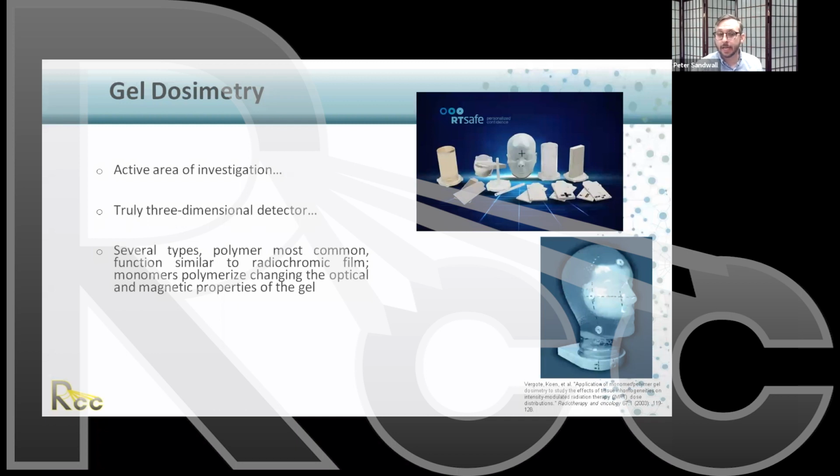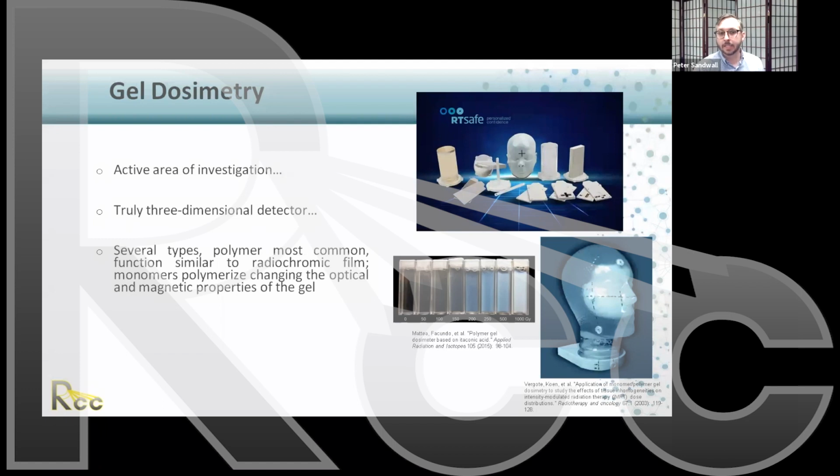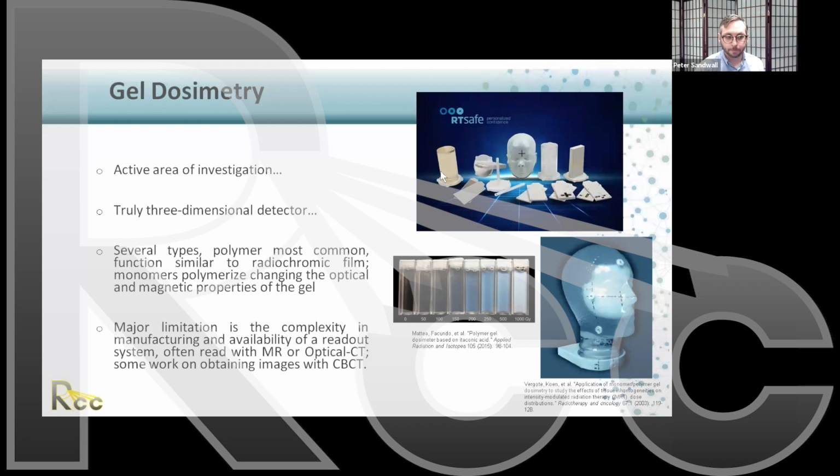And there are several types. My gel is actually not polymer, but the polymer is the most common, and it operates the same as the radiochromic film, and the same as the darkening of your headlamp plastic. High energy radiation induces polymerizations, which changes the opacity of the gel. It also changes the magnetic properties. And this is showing different doses and how the gel changes with different doses. The major limitation is the complexity of manufacture. It takes time and effort to actually learn to use it. Same as film. Film is a little bit more well established. There's lots of different gels out there.